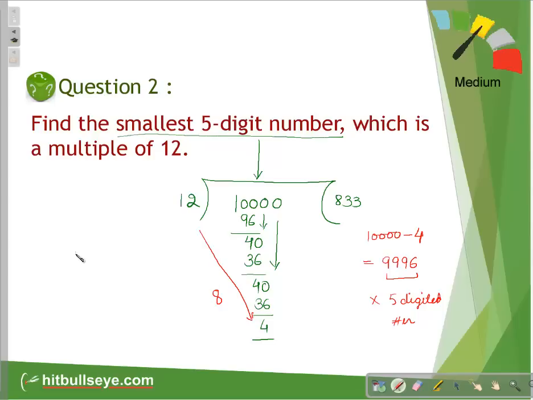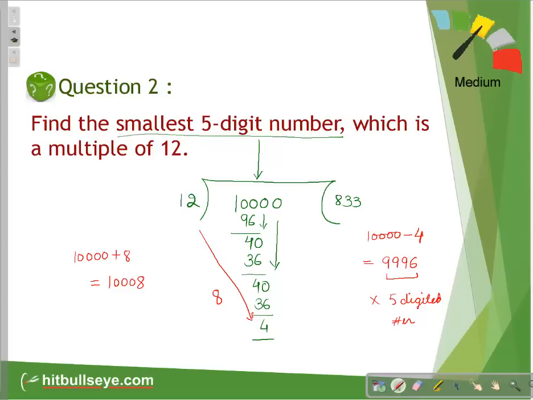If we add 8 to 10,000, we will get 10,008, which is exactly divisible by 12. So this is the answer in this case.